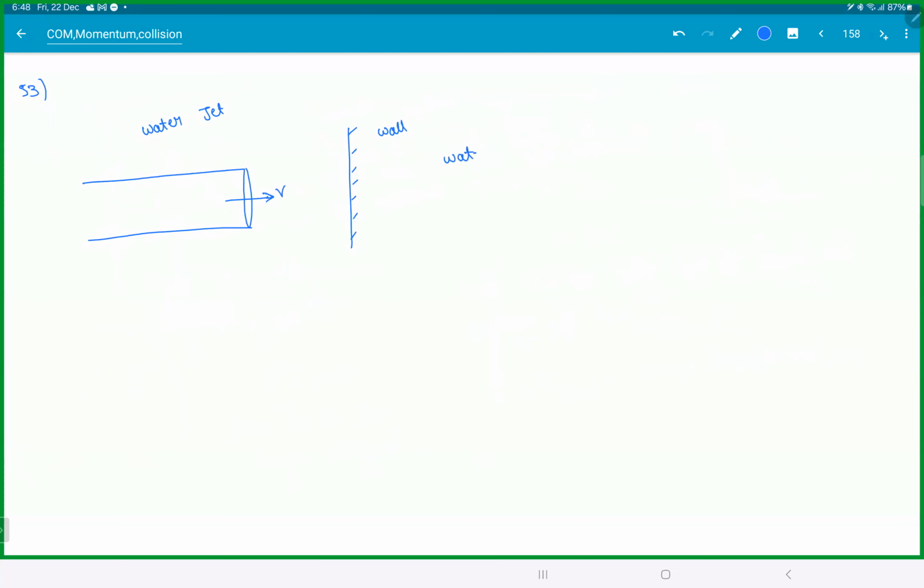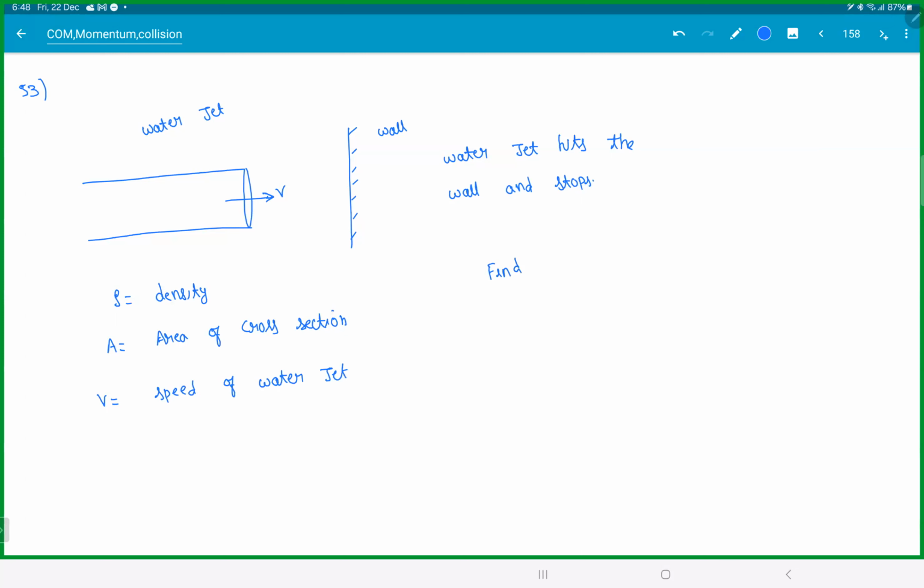So basically the water jet hits the wall and stops. Rho is the density of the water, A is the area of cross section and V is the speed. Find the force acting on the wall. If water hits the wall and stops, it does the exact force.